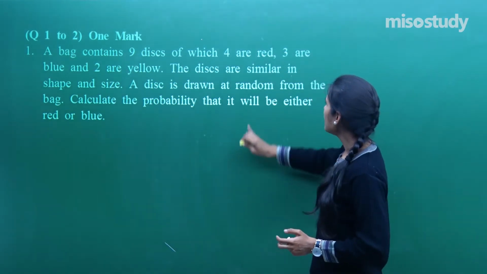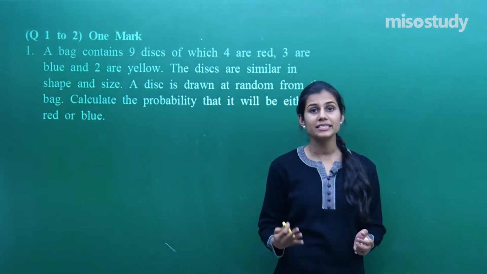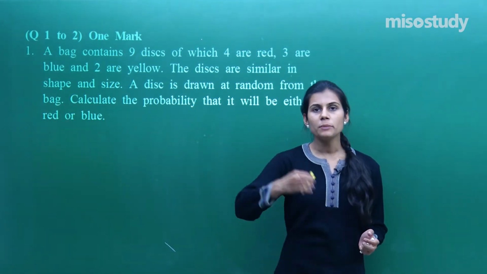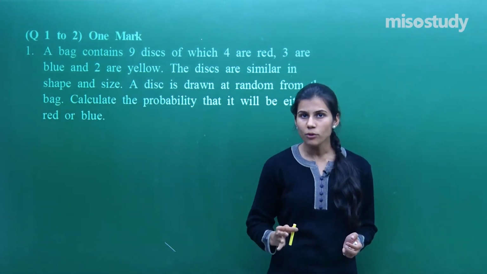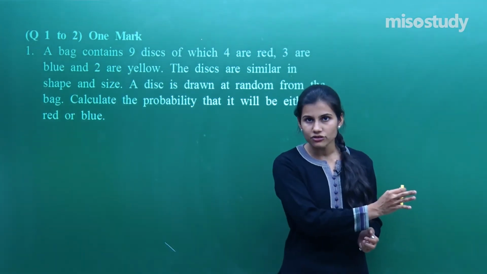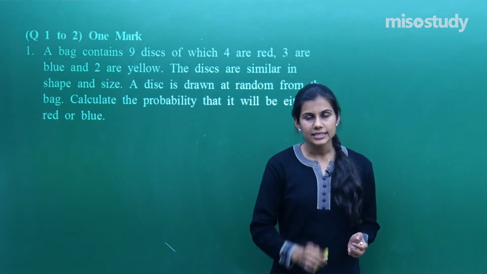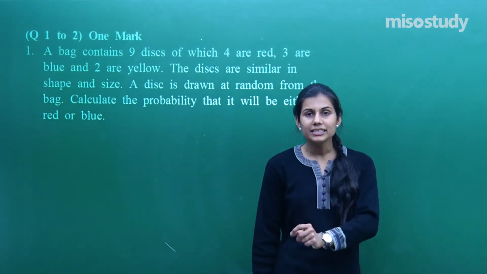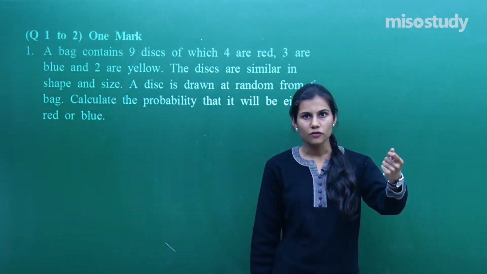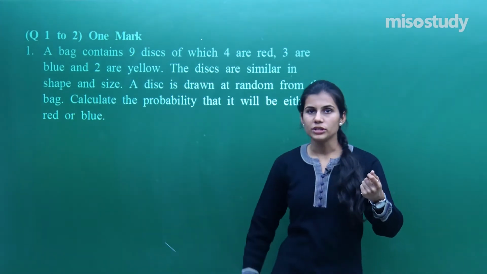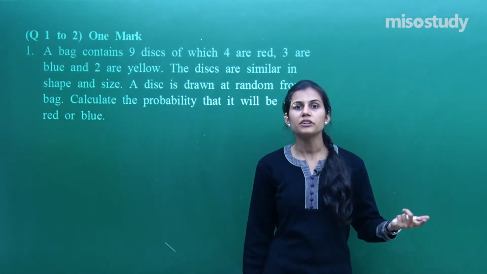Cool. Next I have the discs are similar in shape and size. What this is trying to say is that each outcome is equally likely to occur. Any ball being withdrawn from the bag has equal chances of occurrence. That means if there are 9 balls in the bag, in my sample space there are 9 elementary events, each one of them has equal chance of occurrence, and that is given by 1 by 9. Probability of any ball occurring when you draw a ball from this bag consisting of 9 balls, wherein 4 are red, 3 are blue and 2 are yellow, is 1 by 9. Is it clear? So probability of each of the elementary events to occur is 1 by 9.